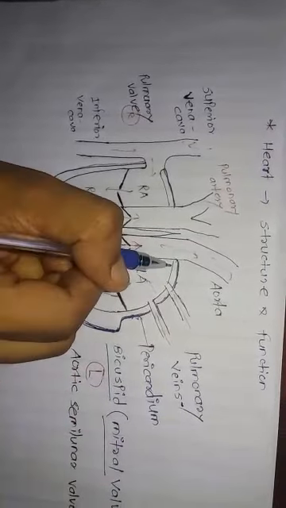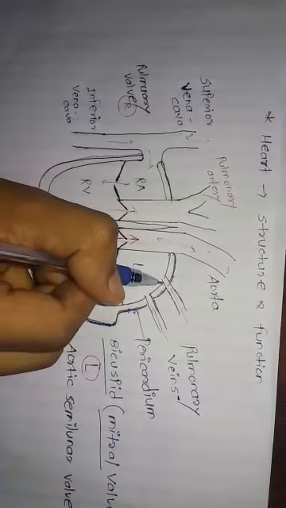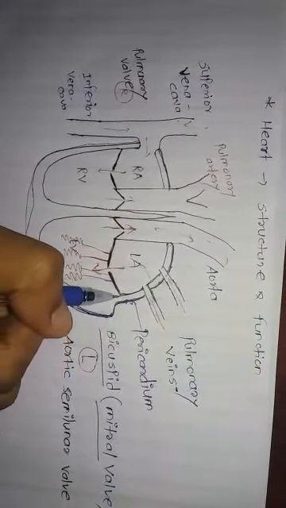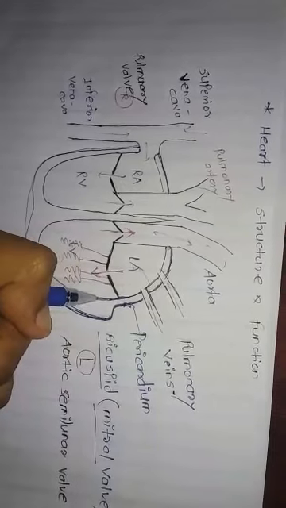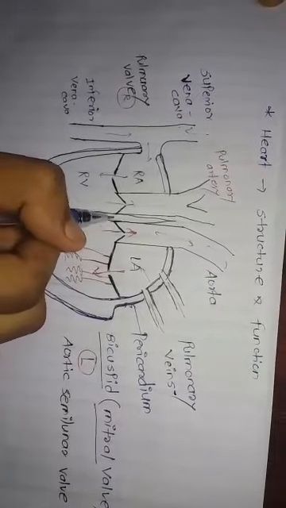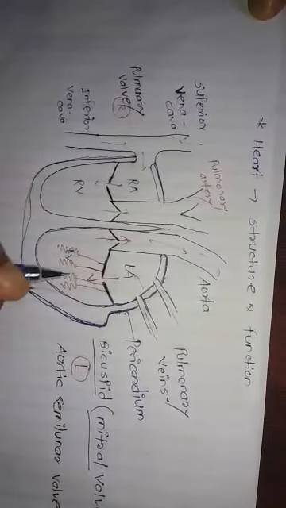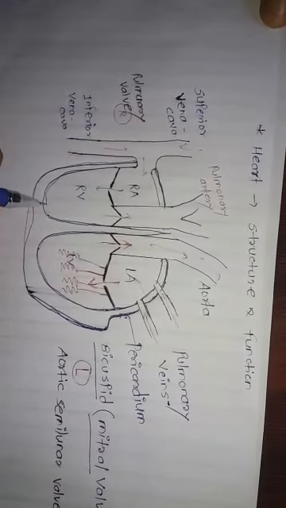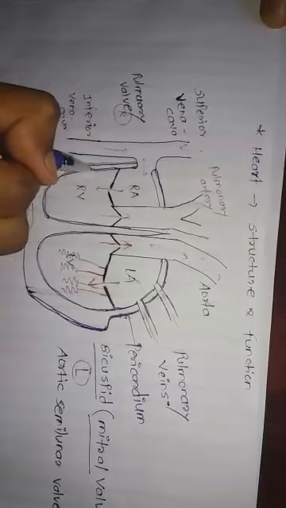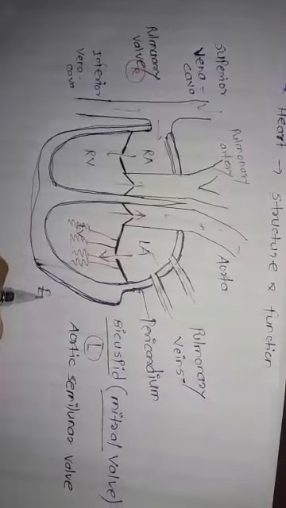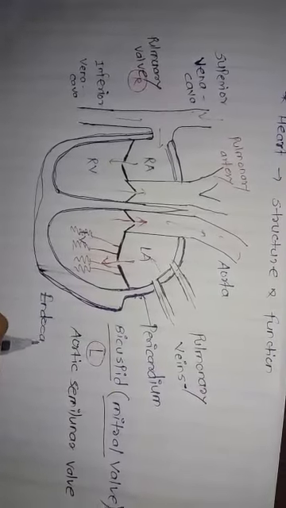Next, on the inner side of the heart we have a smooth lining of endothelial cells. It is a very smooth lining. It is called the endocardium. It is a smooth lining on the inner side of the heart called the endocardium.